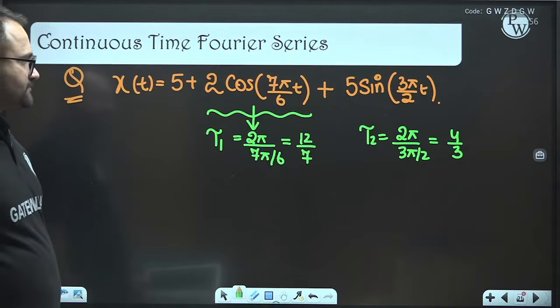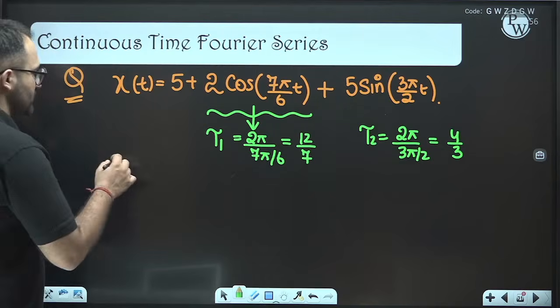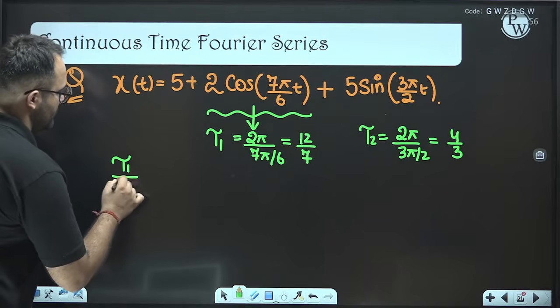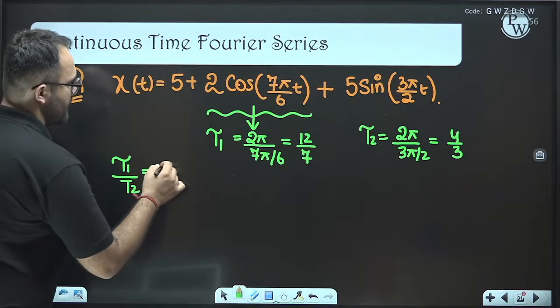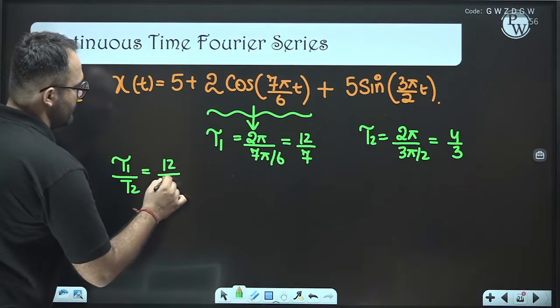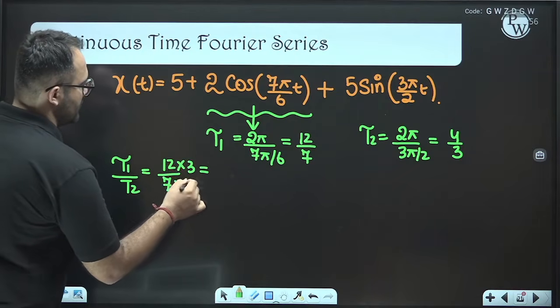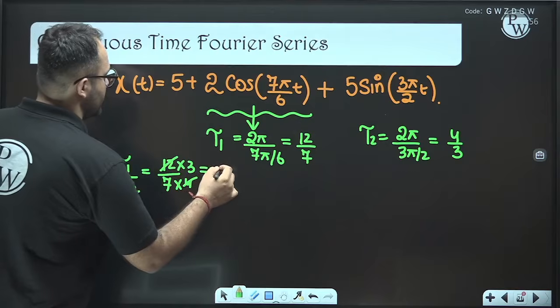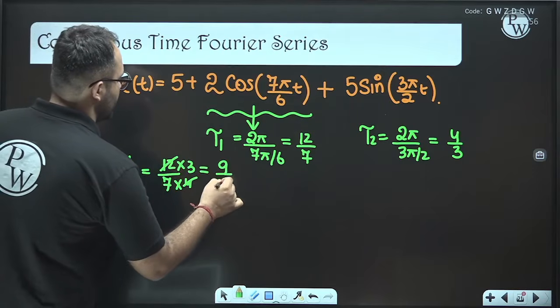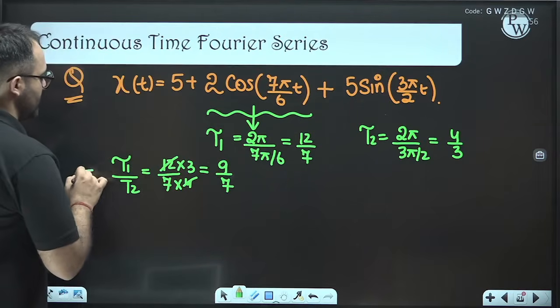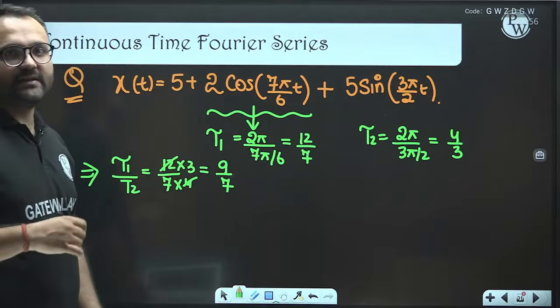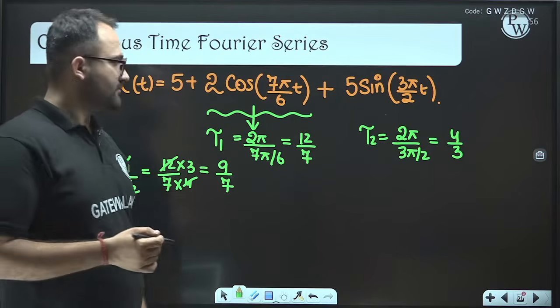Great. Now we have to find out the ratio T1 upon T2, that is 12 by 7 into 3 by 4. The 12 and 4 will cancel out. This will become 9 by 7. We have only one denominator, that is 7. So we can say that the LCM of the denominator is 7.